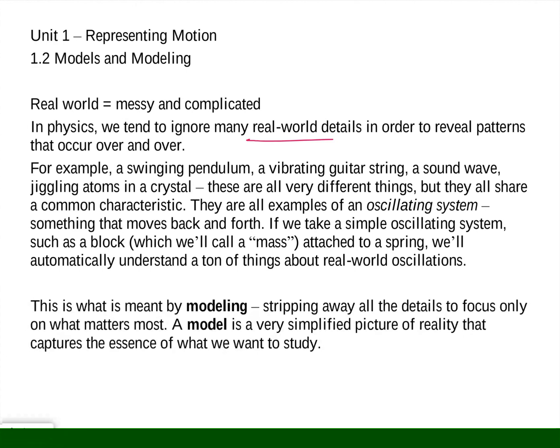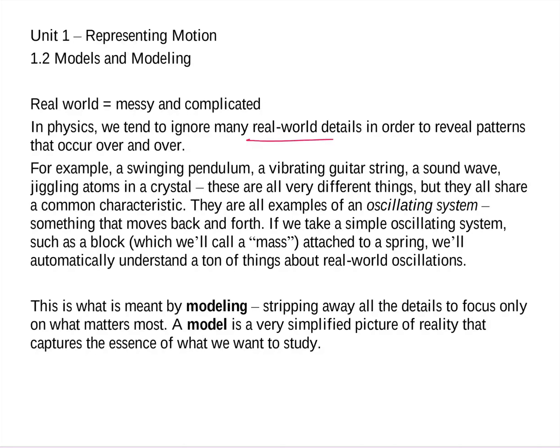Even though we're really simplifying stuff, we can still get a great idea of what's going on physically using simple mathematical equations for the things that we're going to be talking about, okay? For example, a swinging pendulum. You know what a pendulum is, right? A vibrating guitar string, a sound wave, jiggling atoms in a crystal. These are all very different things, but they all share a common characteristic. They're all examples of an oscillating system, something vibrating back and forth or swinging back and forth, and they're all pretty much the same thing.